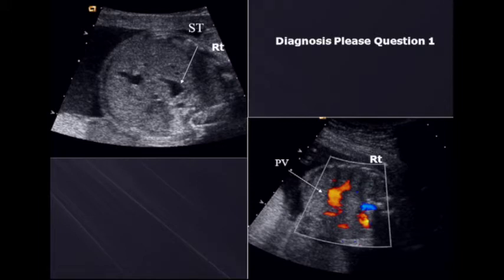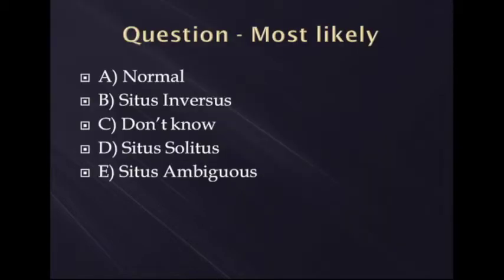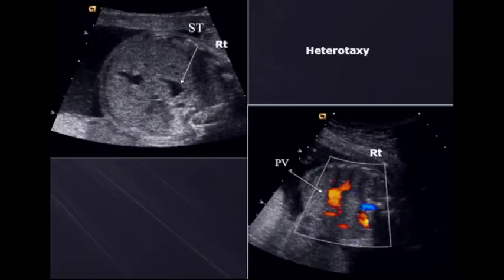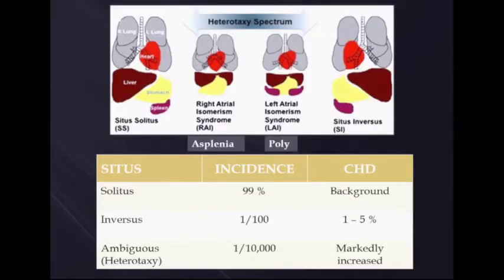We see the portal vein midline. So what is the diagnosis here? Is it a situs inversus, situs solitus, situs ambiguus, or I just don't know? So if we look here, this is heterotaxy. So this is called situs ambiguus. And if you look here on this chart, this can be due to polysplenia or asplenia.